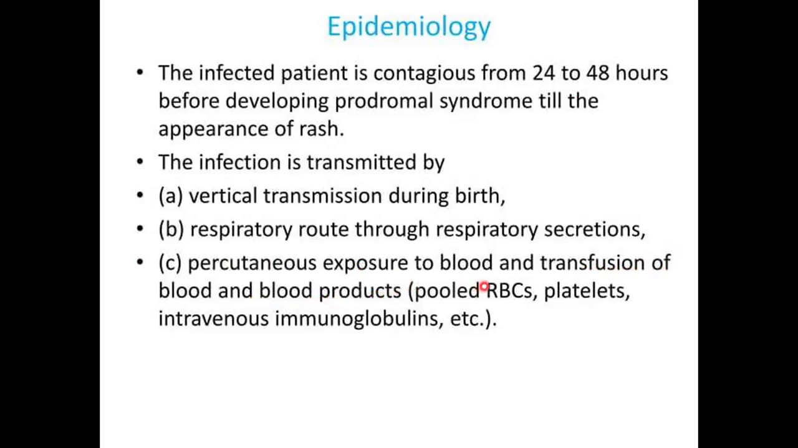So blood products are like the RBCs, platelets, WBCs, intravenous immunoglobulins. Okay. Yeah. So you have to remember these three. So vertical transmission via the placenta, respiratory route, and blood transfusion.